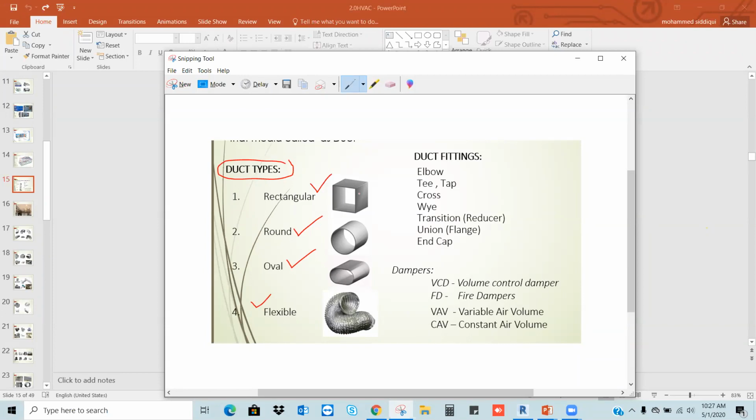So we may get the doubt where I need to use a rectangular duct, where a round duct, where an oval duct, and where a flexible duct. We will discuss step by step. In my travelling, I mean I'm starting at the AHU and reaching the air terminal, to construct this, whether it is rectangular, round or oval duct, we should have these kinds of fittings. One is the elbow. Elbow means bend. Tee or tap means branches.